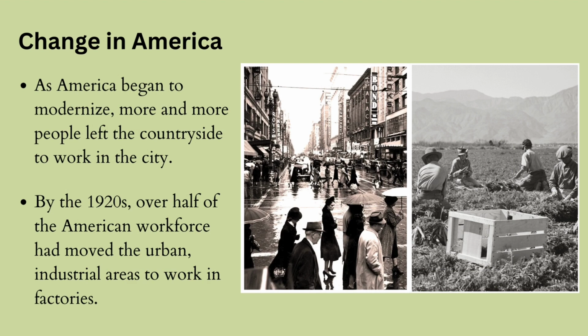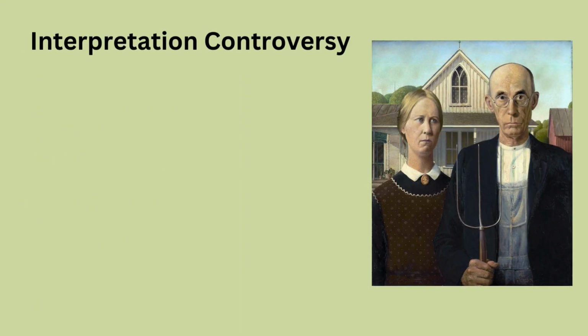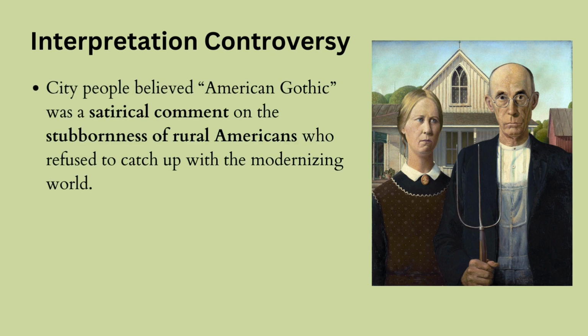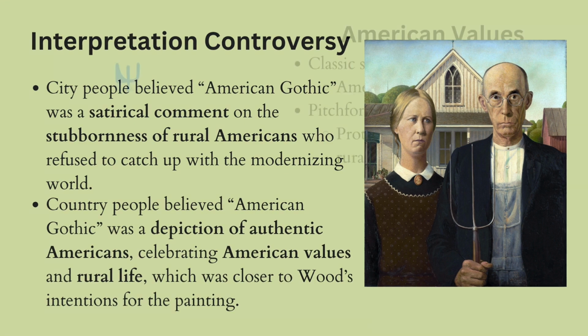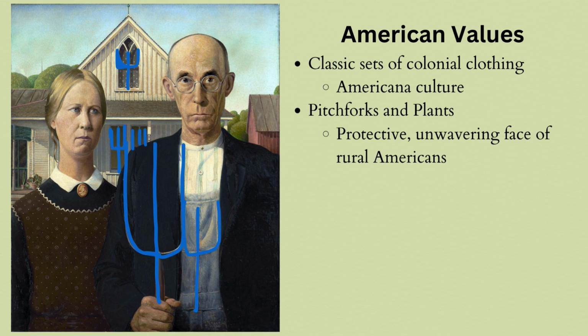When the American Gothic was first painted, the art piece sparked controversy over its true meaning, which ultimately gained the painting its fame. Urban Americans understood the painting as a satirical comment on the outdated life of rural Americans and their stubbornness not to catch up with the modernizing world. However, rural Americans believed that his painting represented hard-working and honest American values, which is more like what Grant intended. Details such as the repetition of pitchfork symbols in the painting symbolize the protective and conservative nature of rural Americans.